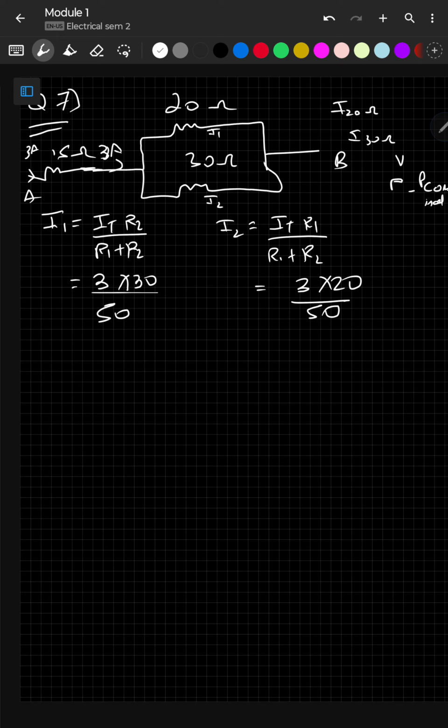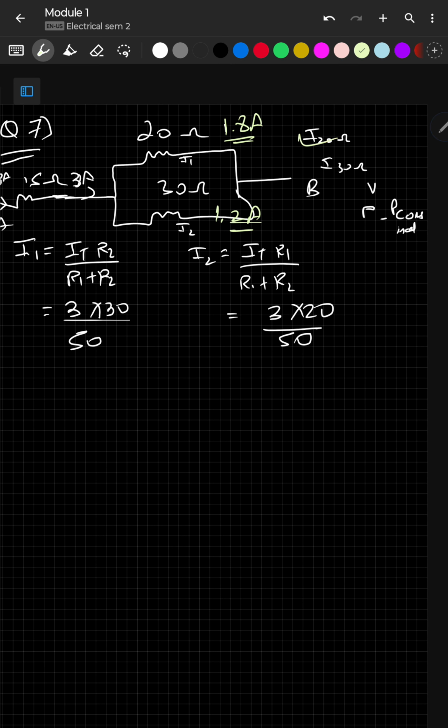This is going to have 1.8 amperes, and this will, you can either do 3 minus 1.8, it should give you the same answer, or you just do this, 1.2 ampere. Okay, so current through 20 ohm and current through 30 ohm is done.